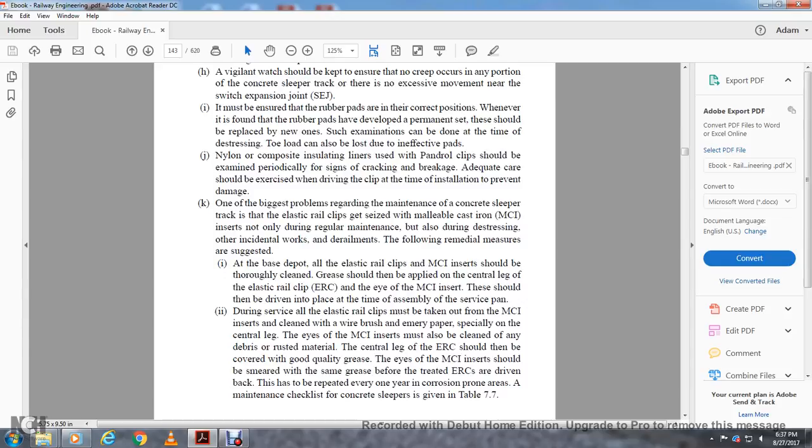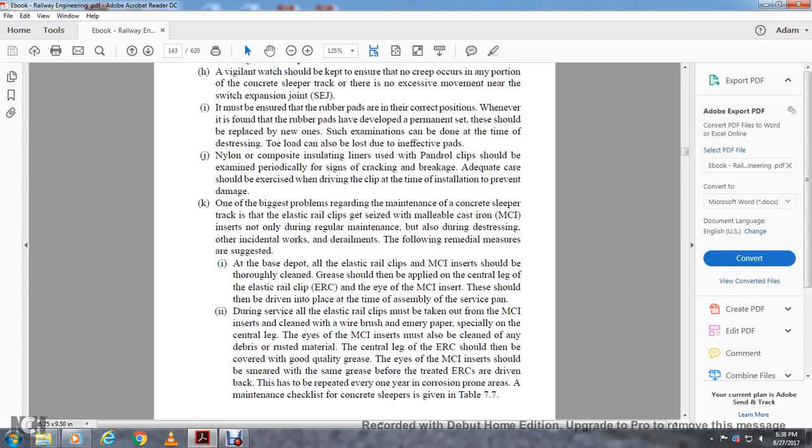During maintenance, all elastic rail clips must be taken out from the malleable cast iron inserts and cleaned with a wire brush and emery paper, especially on the central leg. The eyes of the malleable cast iron inserts must also be cleaned of any debris, rust, and metal material. The center leg of the ERC elastic rail clip should then be covered with good quality grease. The inside of the malleable cast iron insert should be smeared with the same grease before the elastic rail clips are driven back.